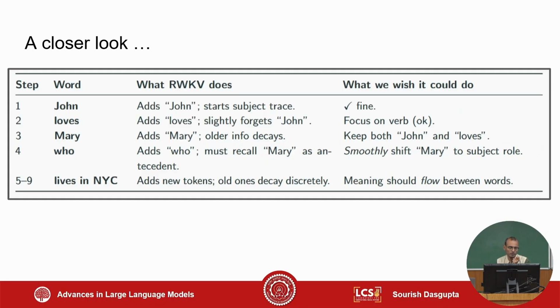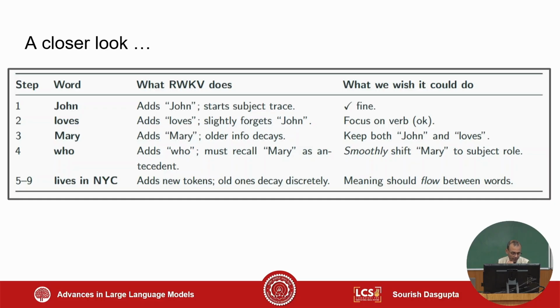So a closer loop would be like, let's say the first word comes, which is John. That's fine. You add John, you start the subject trace. Then loves comes in. You slightly forget John, focus on the verb. That's still okay. Then Mary comes in. You keep both John and loves. That's ideally what it should be. John should not get decayed a lot when Mary comes in.